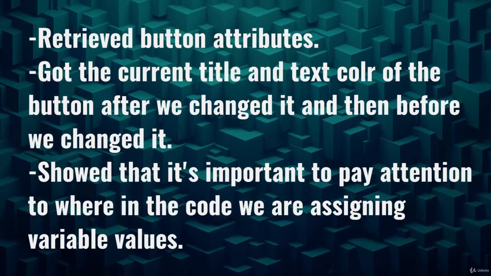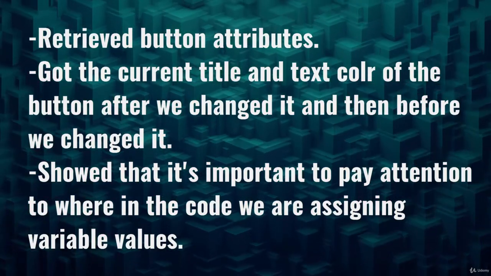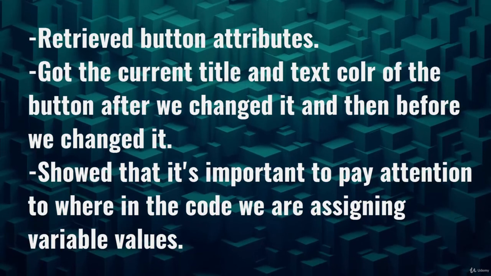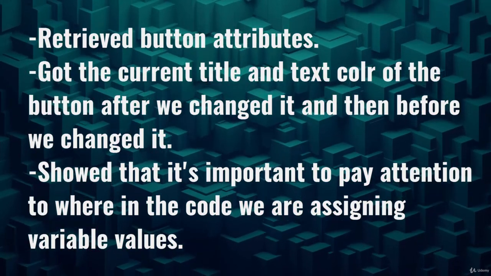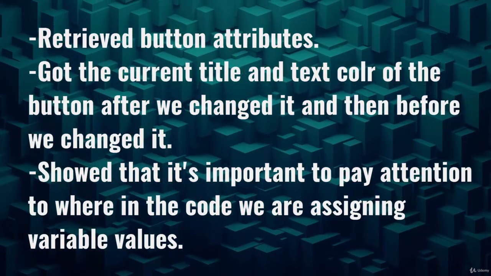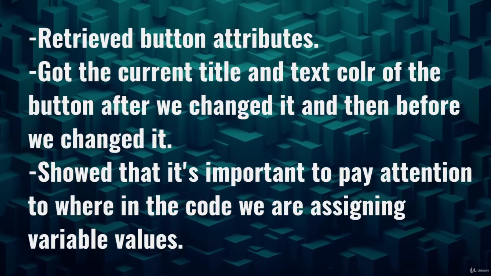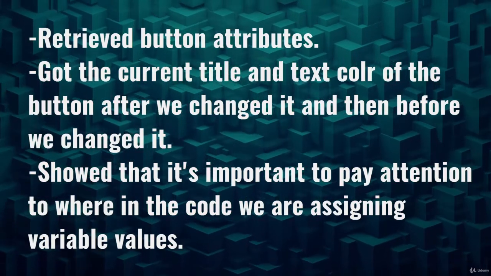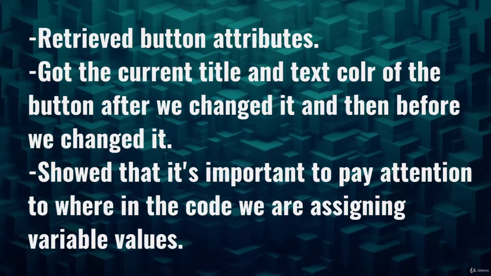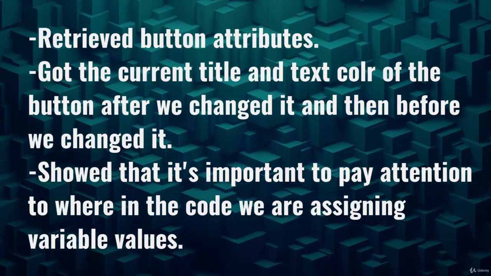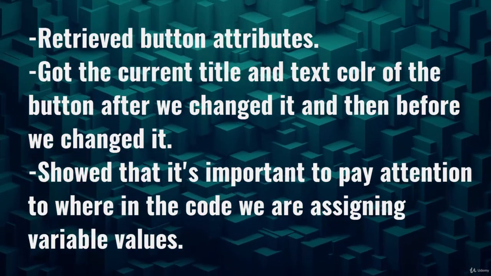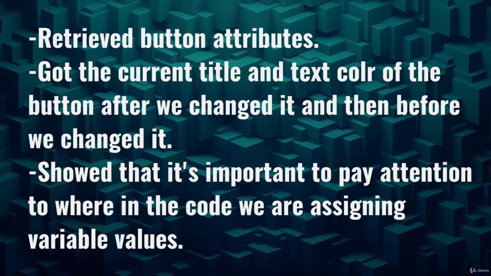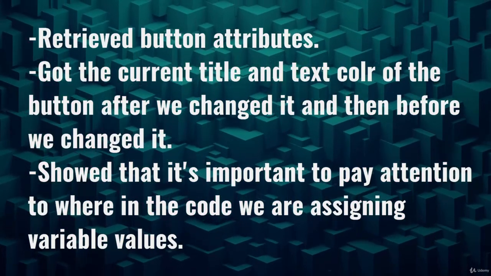Okay, and in this way we showed that it's very important to pay attention to where in the code we're assigning these variable values, because we saw that the title and the title color were very different before and after we set them. In this case it's pretty obvious, but it might not always be so obvious, and it can really mess up your code if you're not careful about where exactly you're assigning these values.